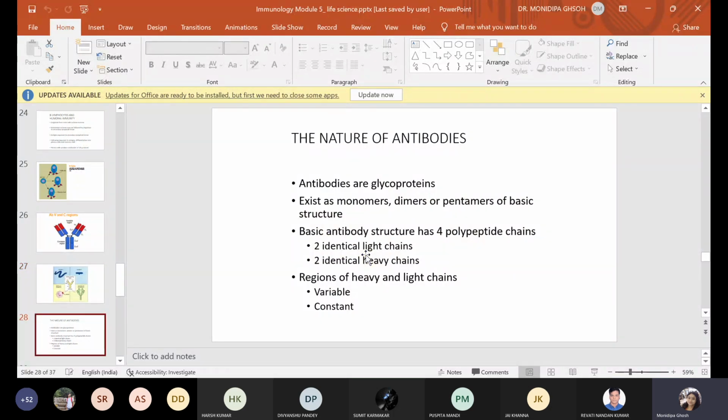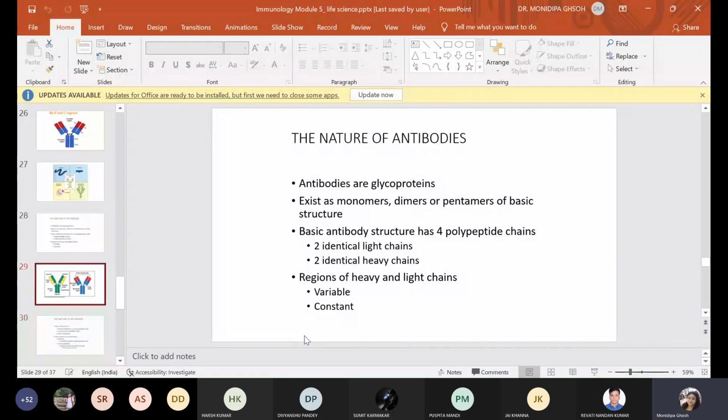Now, the nature of the antibody, how antibodies are composed. Antibodies are mainly glycoproteins. They exist as monomers, dimers or pentamers. The basic antibody structure has 4 polypeptide chains, 2 identical light chains and 2 identical heavy chains. The regions of the heavy and light chains are the variable region and the constant region.